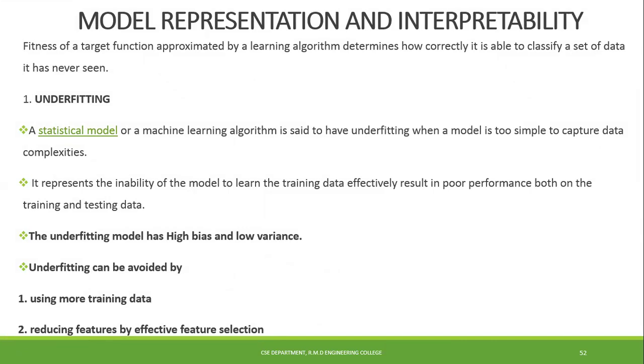First one, underfitting. A statistical method or a machine learning algorithm is said to be underfitting if it is too simple to capture the data complexity. That means if you have an underfitting model, it will have high bias and low variance. When we say a machine learning algorithm is underfit, it needs more training data, and it also helps to reduce the features to produce effective feature selection.